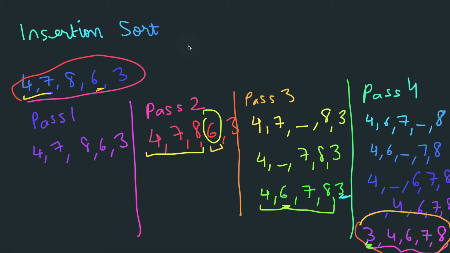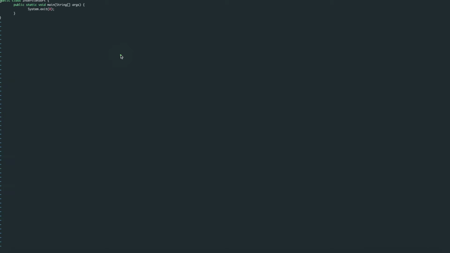Now let us try to code it. There are some things to keep in mind, which will make the coding easier. First thing we need to keep in mind is that we start the sort from the second element of the array and not the first element. This is because the first element of the array is anyway sorted.